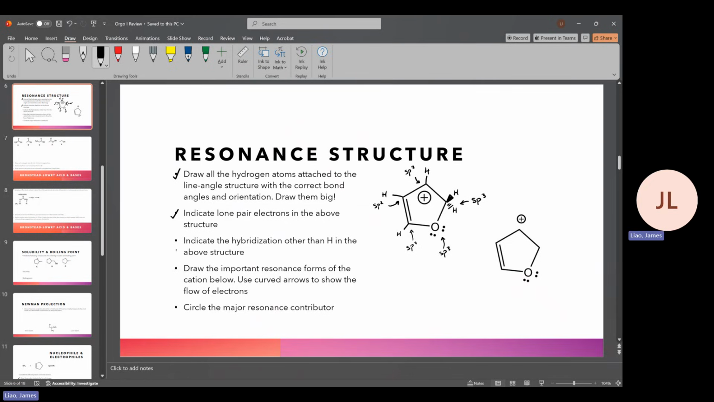Now we need to draw the important resonance structures of the cation below, and we need to show the curved arrows to show the flow of electrons. So we're going to use this molecule right here to show this because it's already been cleared. The idea is that we need to push around lone pairs that will show different arrangements of the molecule. Remember, electrons in a double bond, or the pi bond as many people say, can be arranged so the pi bond is in a different place, and the electrons can flow to a different part of the molecule.